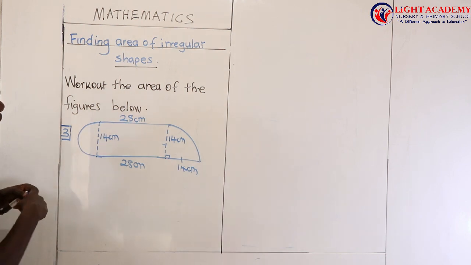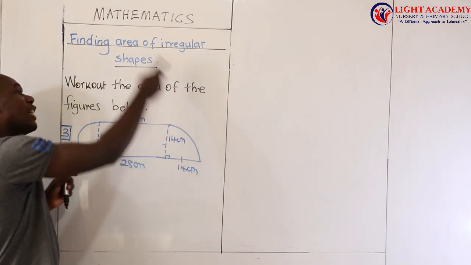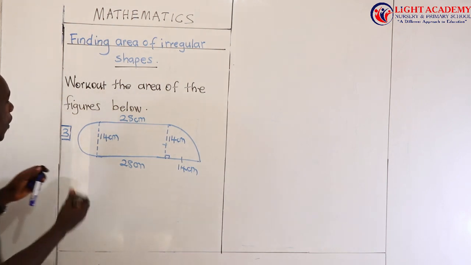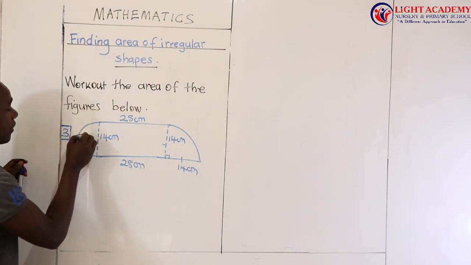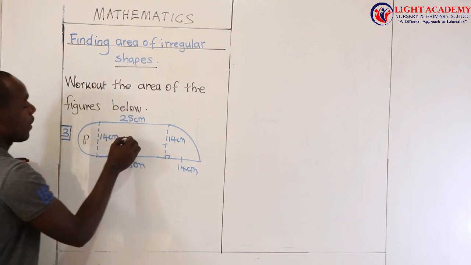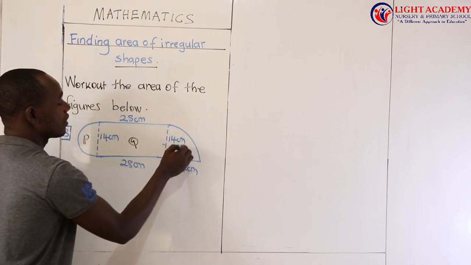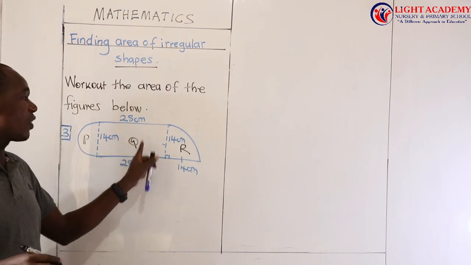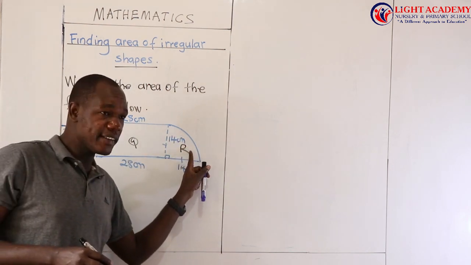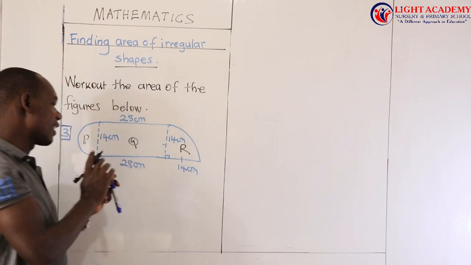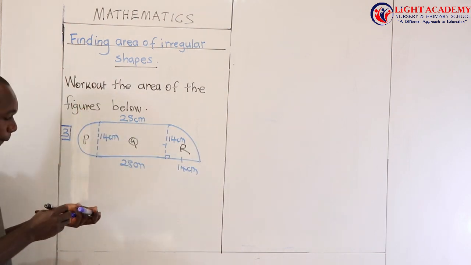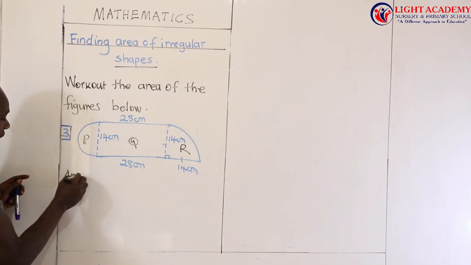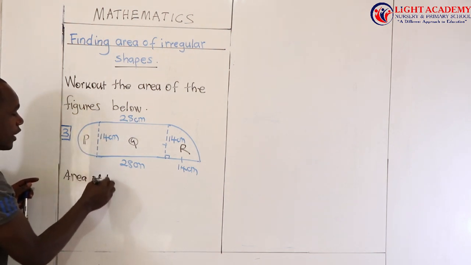So we can now work out the area of each and every part, and then we add in order to get the total area. So I'll separate them. I'll say this first one is P, this second one is Q, and this is R. Our P is a semicircle, Q is a rectangle, R is a quadrant. So you work out the area of all the 3 parts. So I'll start with the area of P, which is the area of this semicircle. Area of P, which we have already worked out.